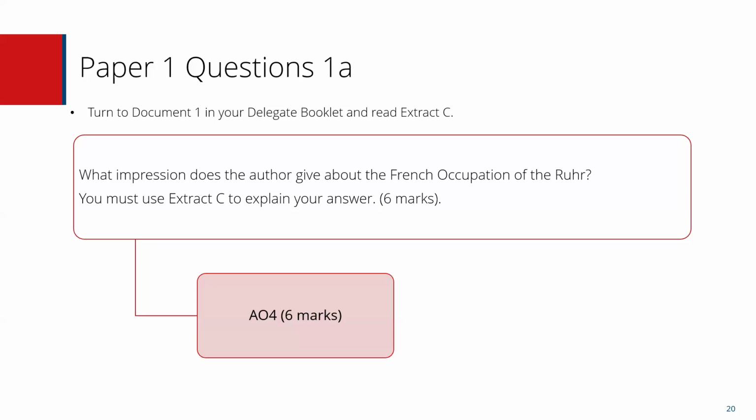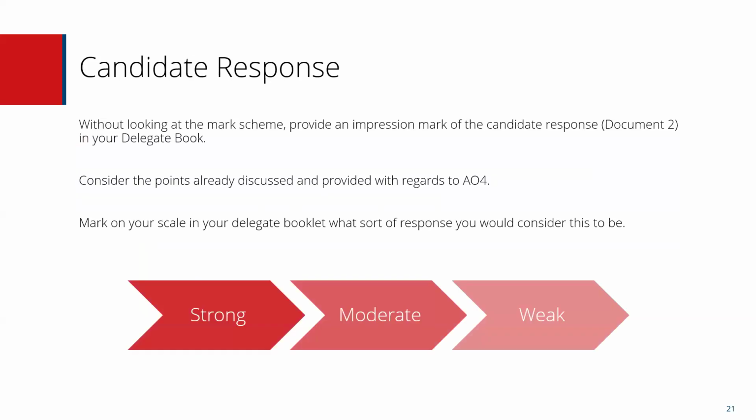I'll just let you have a quick read of that again. You probably recognize it from this year's exam, actually. Okay, now what I want you to do, I'm not going to give you any help. Without looking at the mark scheme, I want you to think about an impression mark of that candidate response in document 2. So it's in your delegate book, candidate response, document 2.